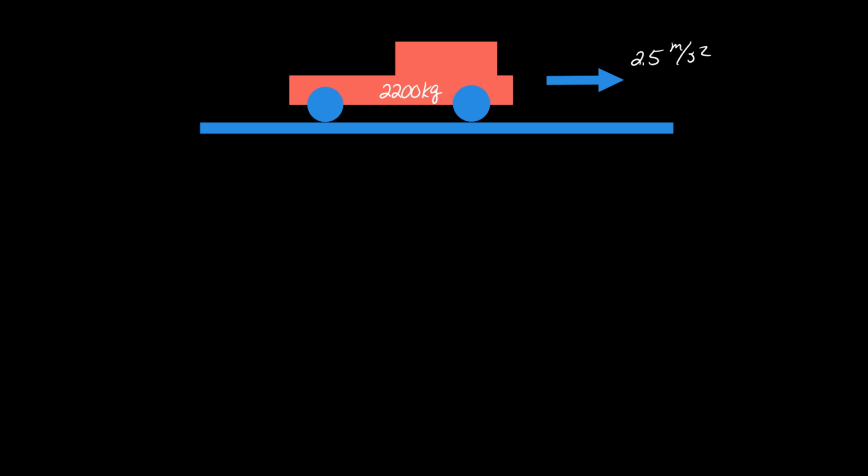Let's start at the beginning of this problem. Is it a first law problem or a second law problem? So I'm going to start by saying net force equals ma. Well, right there's your answer for net force, right? Net force equals ma. You have m, you have a. 2,200 times 2.5. That's your net force.